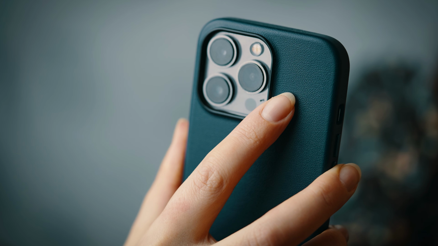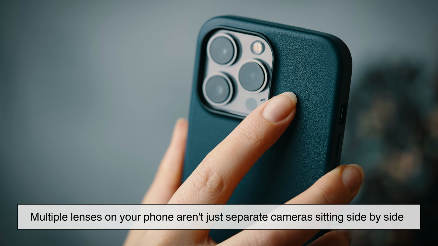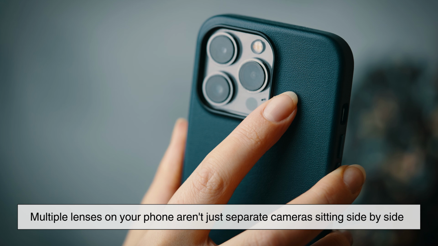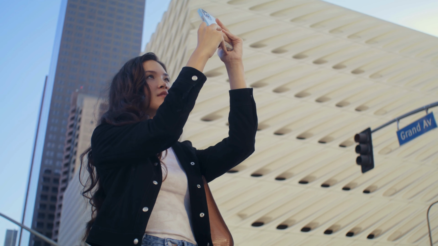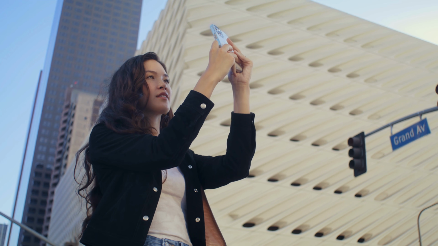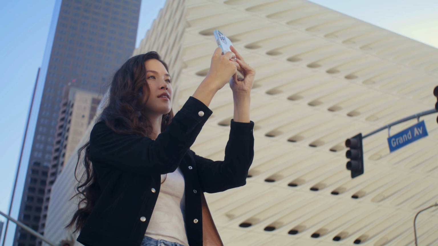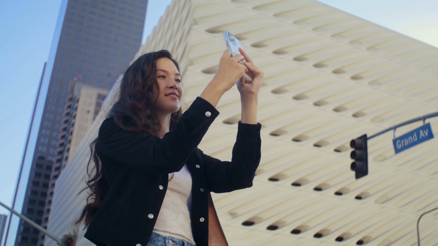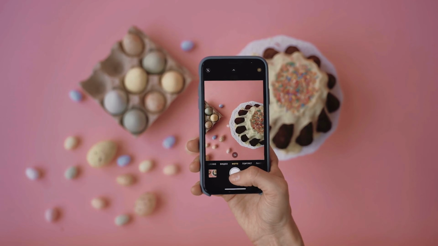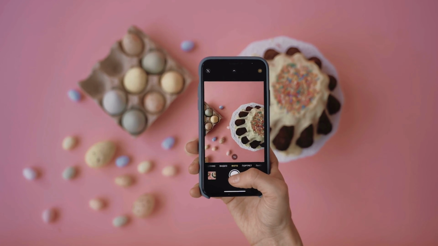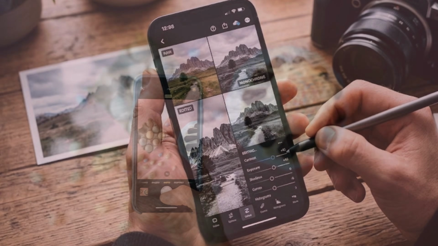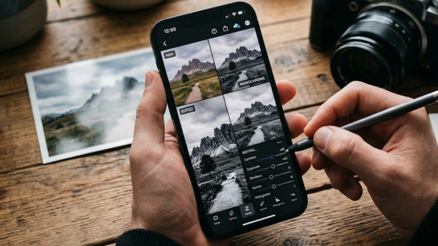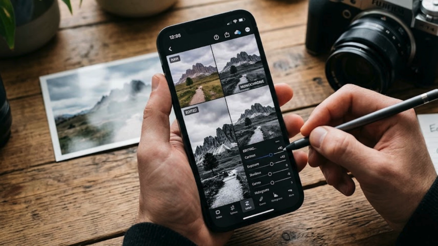What's fascinating is that the multiple lenses on your phone aren't just separate cameras sitting side by side. They're part of a coordinated system. Hardware and software work together constantly behind the scenes, making decisions in fractions of a second. When you tap the shutter button, your phone may actually capture information from several cameras at once, blending everything into a single image before you even realize it.